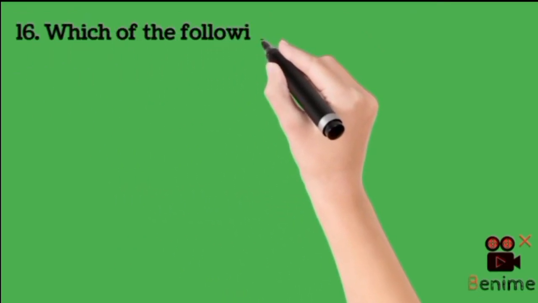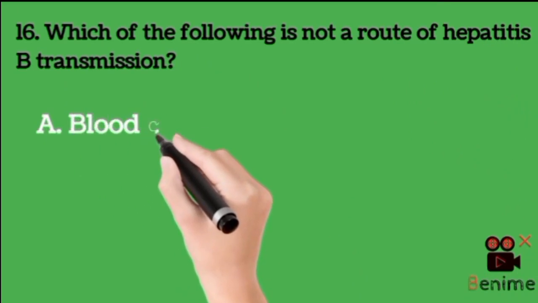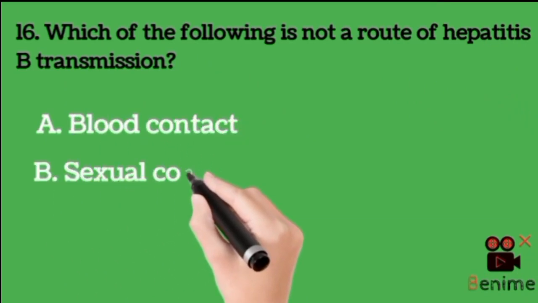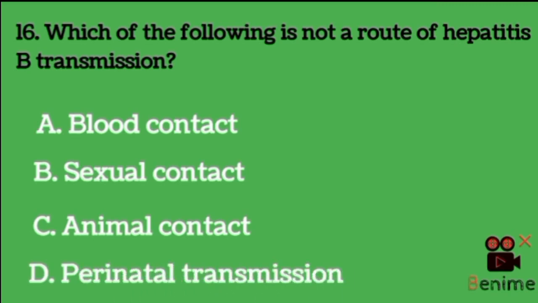16. Which of the following is not a route of hepatitis B transmission? A. Blood contact. B. Sexual contact. C. Animal contact. D. Perinatal transmission.